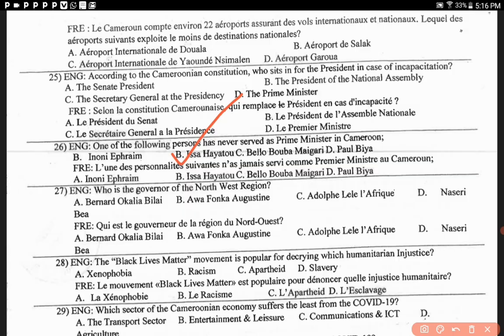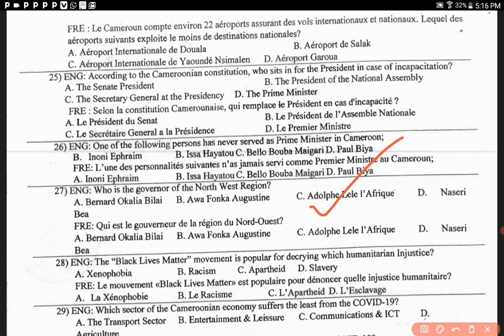Question 27. Question reads, who is the governor of the Northwest region? Some people don't know that the governor of the Northwest region is Adolphe Lele Lafrique. Adolphe Lele Lafrique is the governor of the Northwest region.